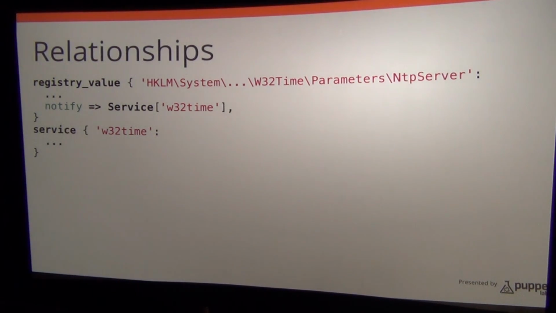The other thing is that if, for example, let's say the service is already in the correct state, but only the registry value needs to change. So that notify basically means if the registry value changes, Puppet detects that it's not in sync, it will automatically restart the service to pick up the new change. Right. So all of these concepts, we talk about registry values and services, this is actually true for all Puppet resource types.